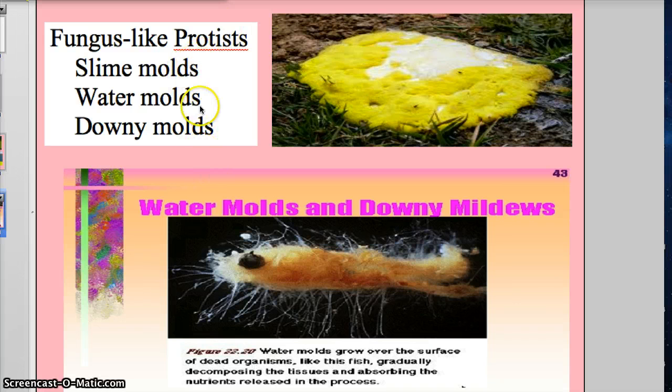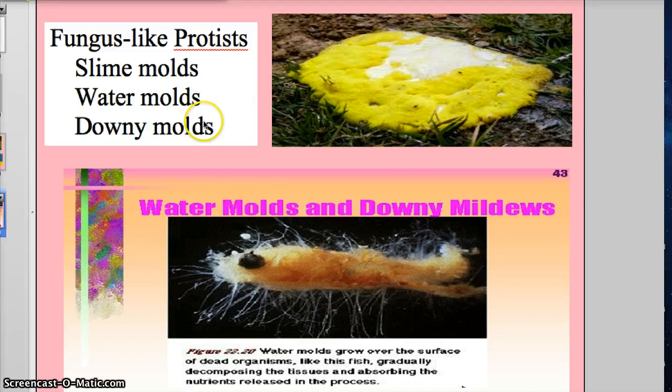Here are some examples of fungus-like protists. We have some slime molds. These are bright colored and live in shady places, kind of like this. They ooze along surfaces of decaying materials, feeding on bacteria and other microorganisms.